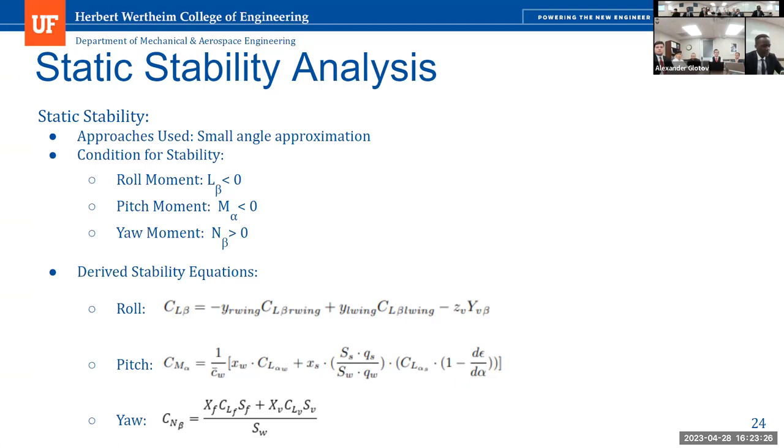For the pitch moment, the equation below that, you see the vectors for X of the wing. So that's the center of gravity, CG, of the wing and CG of the horizontal stabilator. They're all vectors that are negative because they are aft of the main CG of the aircraft, which means that the pitch moment is also less than zero. For the yaw moment, the equation that you see, all those are magnitudes for different values and they're all positive, which indicates that our yaw moment was also calculated to be a positive value. So the aircraft was statically stable.